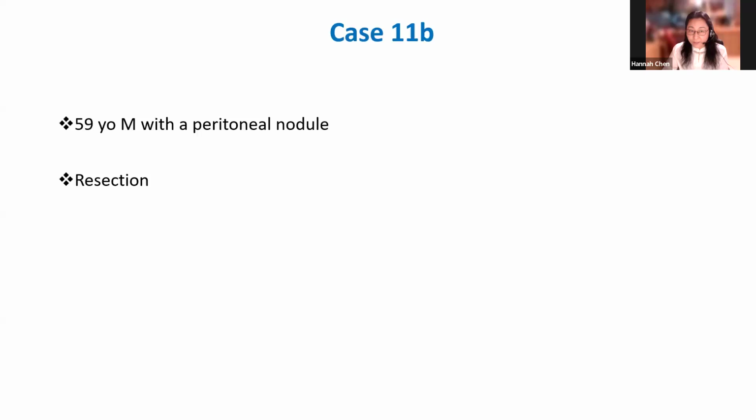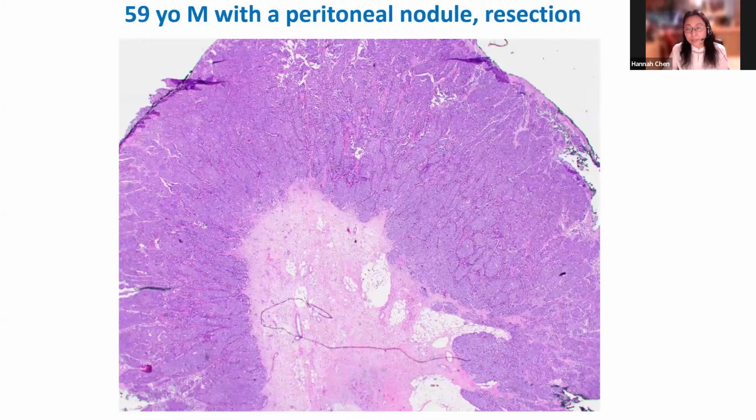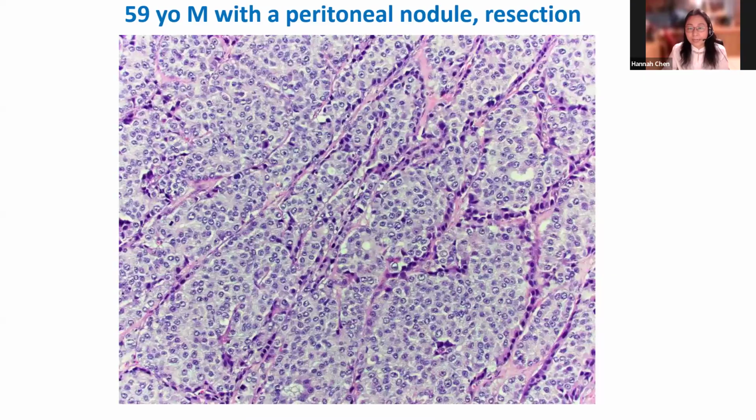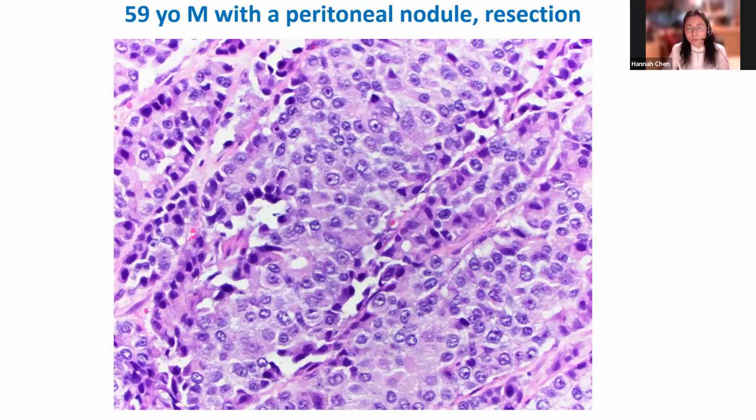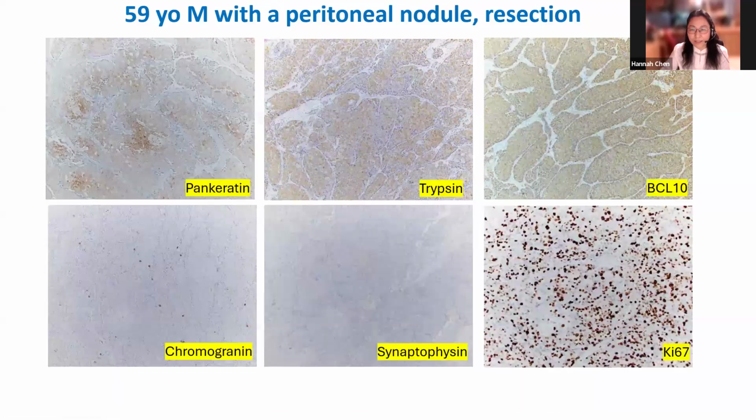There is another case, a 59-year-old male with a peritoneal nodule. We received a resection. That's the low power view, and a high power view. You may already have a final diagnosis or differential diagnosis. Here's a little higher view of the tumor cells. It's very monomorphic. You can think about the differential diagnosis and confirm using IHCs.